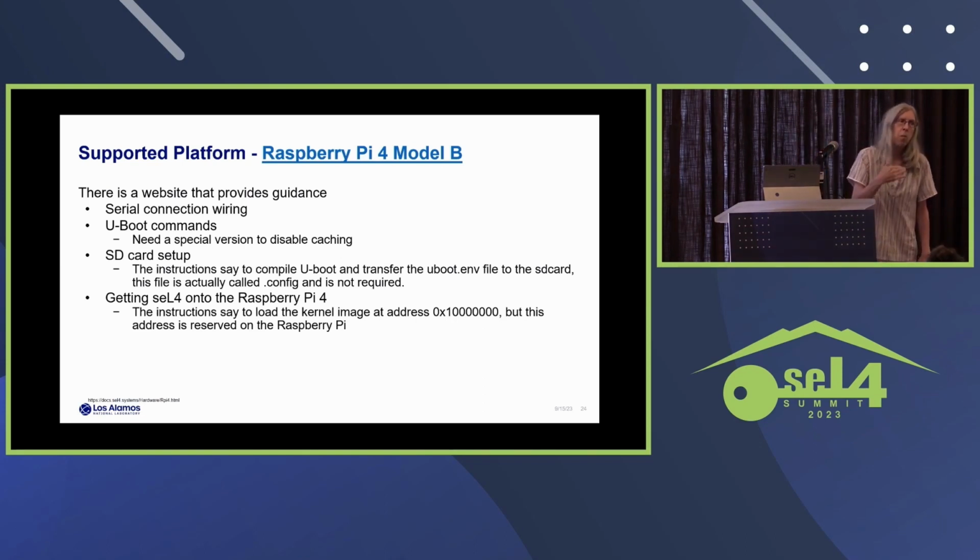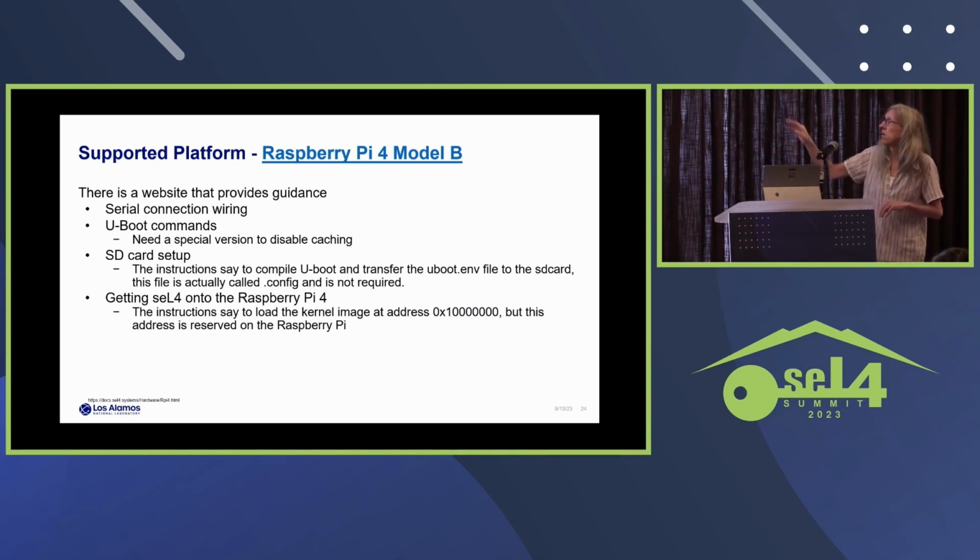So now going back to our process, we went back to some of the good documentation for supported platforms for the Raspberry Pi 4. For example, they tell you about how to do the wiring for the serial connection. They talk about the U-boot commands and tell us that we need a special version to disable the caching. We then went to the SD card setup, and the instructions talk about compiling U-boot and transferring this one file, uboot.env. Well, it turns out that file is now called .config, and from what we could see, it wasn't required.